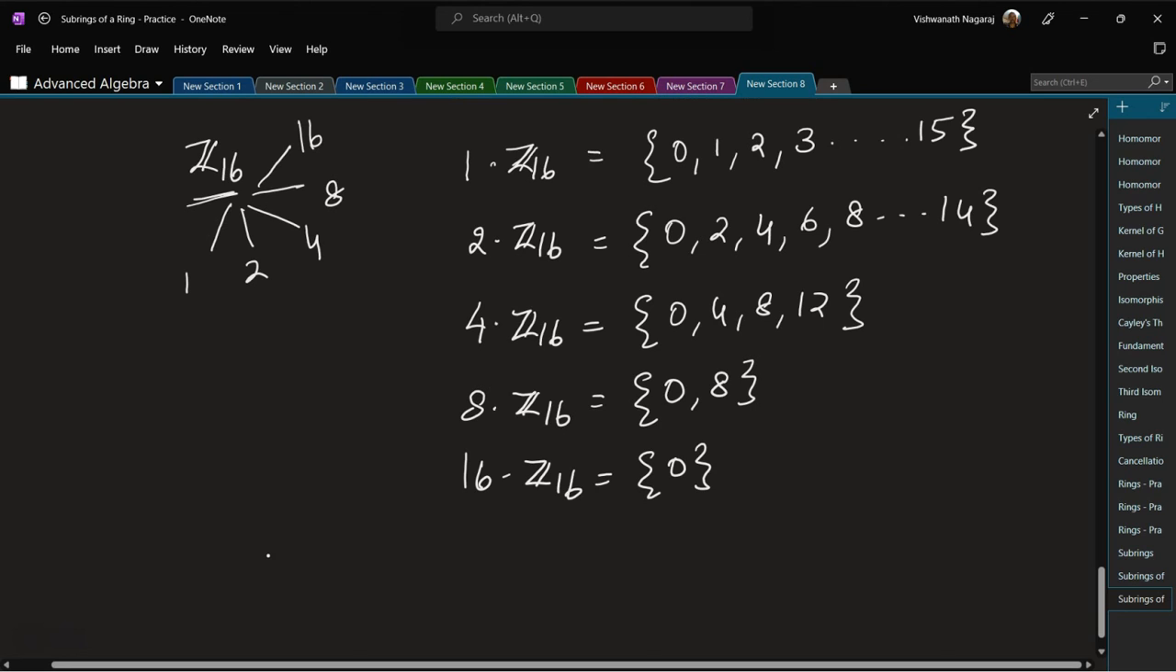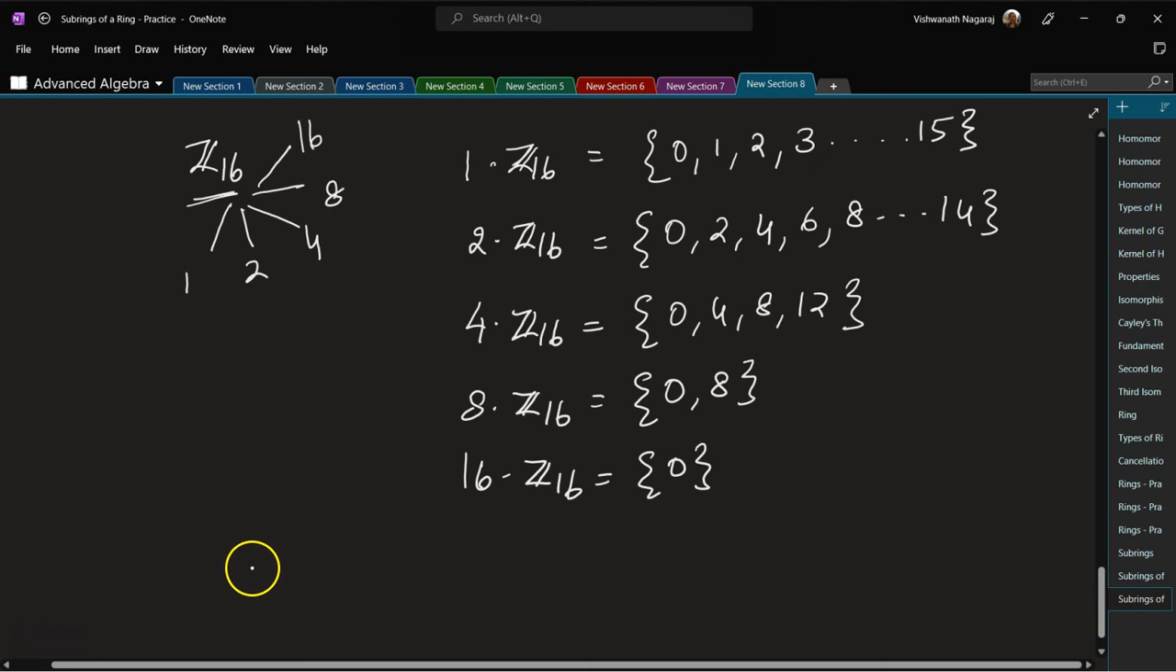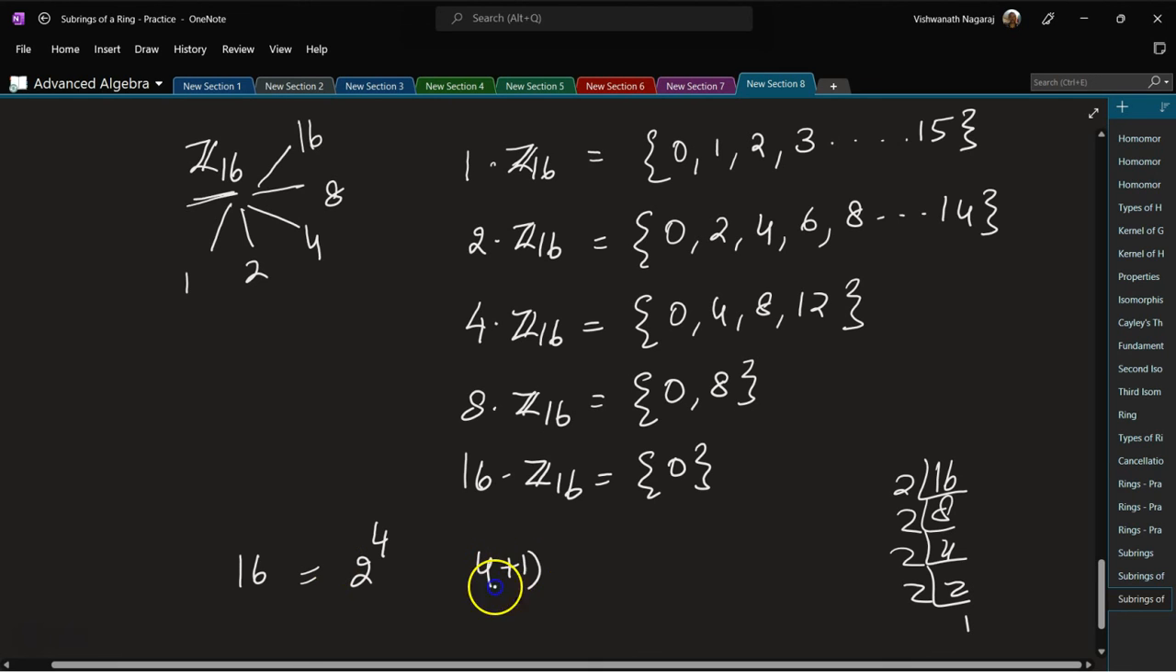Now, this is fine for Z16. But if it is a larger number, say Z1000 or 2000, it becomes difficult. So to be able to figure out how many subrings there are, what we can do is take the number and figure out its prime factorization. So 16 is 2 eights, 2 fours, 2 twos, 2 ones. So we have 2 to the power of 4. We take the exponent and add 1 to it, which is equal to 5. So there should be 5 subrings of Z16.